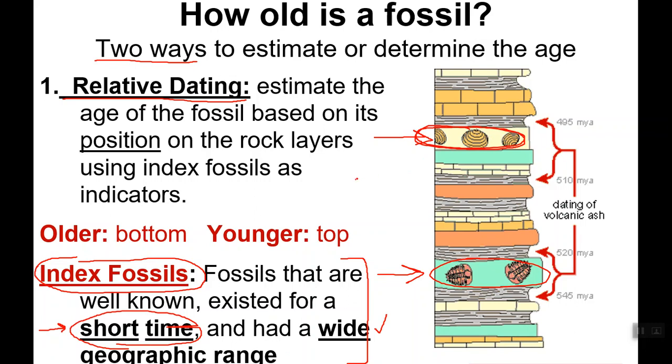So let's say you have a fossil right here, in this layer of rock that you know existed for only 5 million years worldwide. And you know that that fossil, via a dating method that we're going to talk about very shortly, is 510 million years old. Well, if you have a fossil just beneath that, you can say, hey, this fossil that I discovered in this red layer right here is right below my index fossil that I know the date of. So this fossil must be slightly older than 510 million years, maybe 520 or 530 million years.